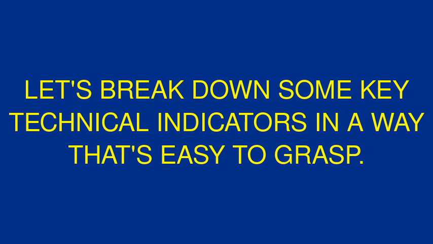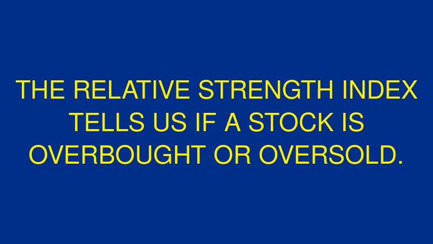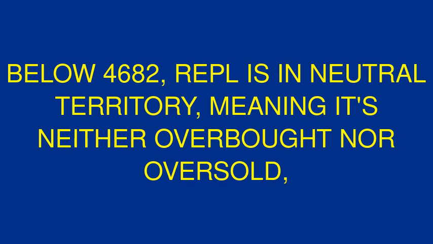RSI, MACD, and volume. Let's break down some key technical indicators in a way that's easy to grasp. RSI, 14-day, 46.82. The Relative Strength Index tells us if a stock is overbought or oversold. Below 46.82, REPL is in neutral territory, meaning it's neither overbought nor oversold, so no immediate red flags here.